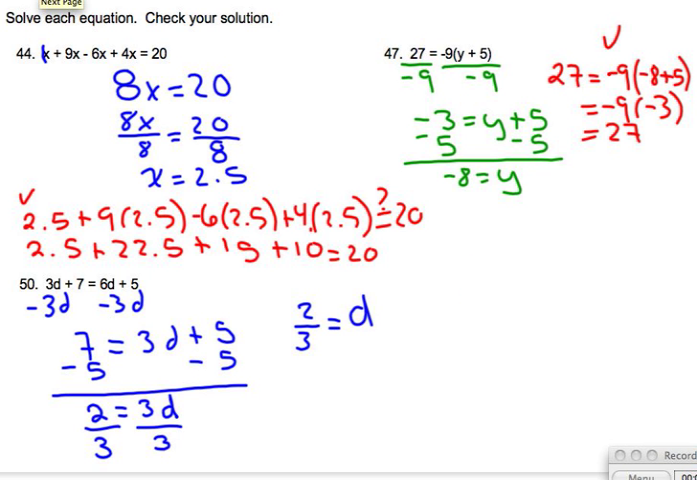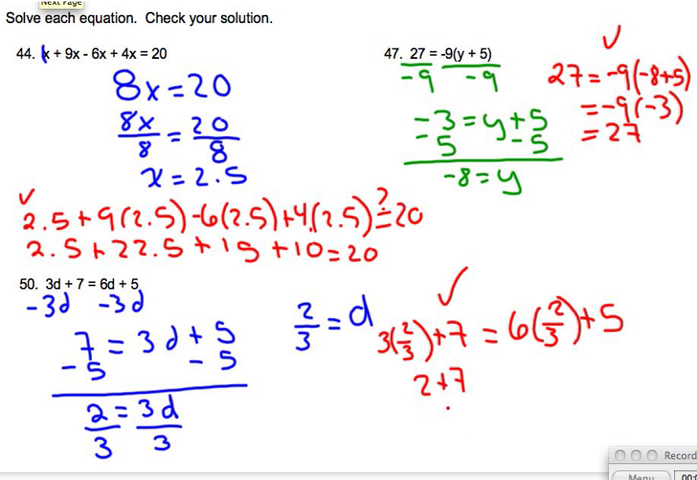Again, do a check of it. You're going to take your 3 multiplied by 2/3 out of 7. Is that the same as 6 times 2/3 plus the 5? Well, when I take 2/3 times 3, I get a 2 plus 7, which is a 9. On the right side, 6 times 2/3 is 12/3, which is 4, plus 5, which is 9. It checks.